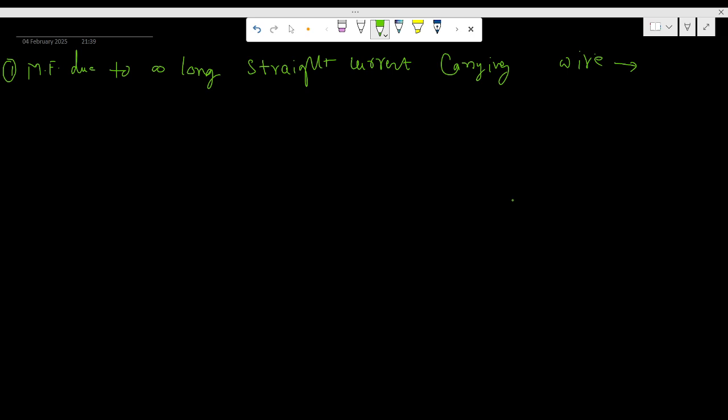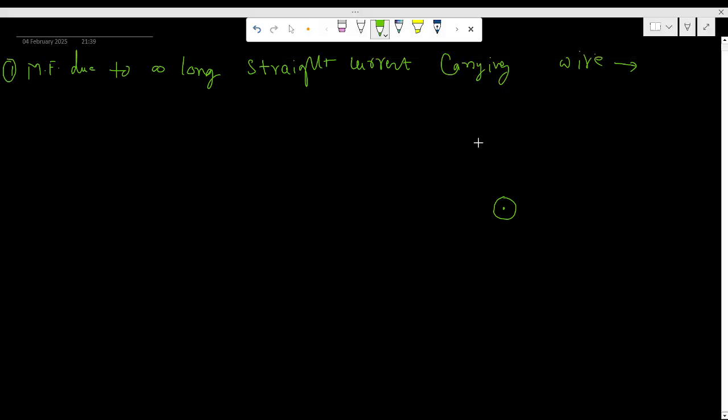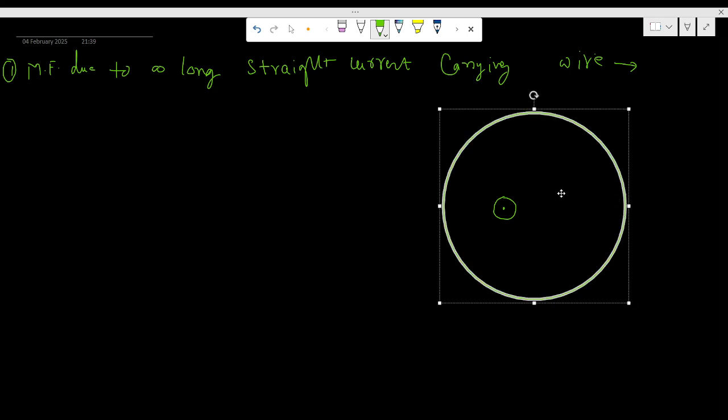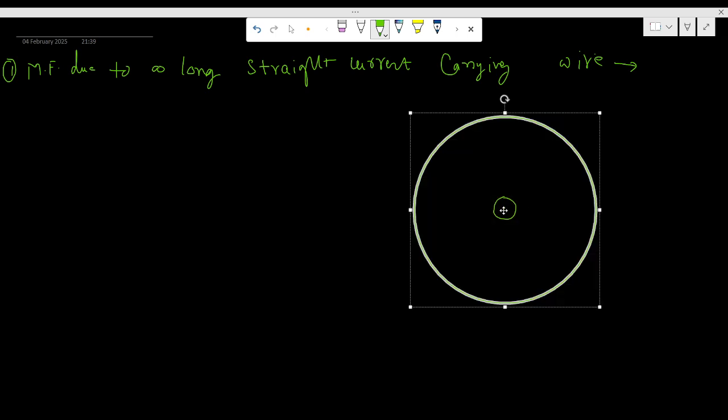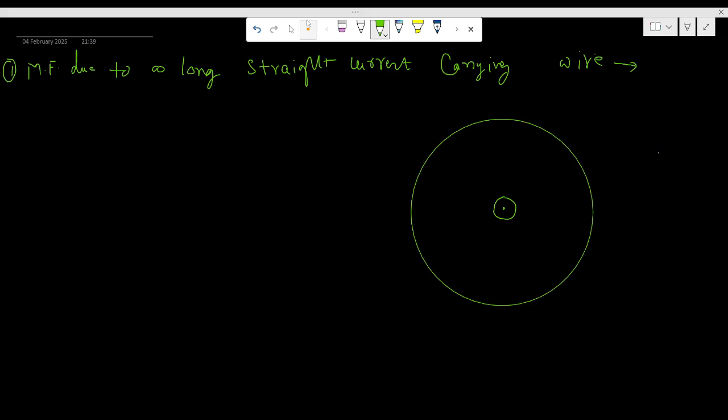So let's say this is the cross section area of the wire, and the wire is coming out from this screen, and the current is also coming out from the screen. We need to draw the circle so that we can make the magnetic field line. This is the magnetic field line produced by this straight current carrying wire.